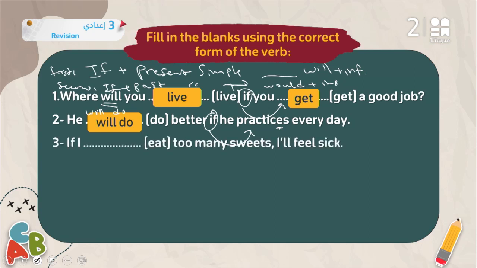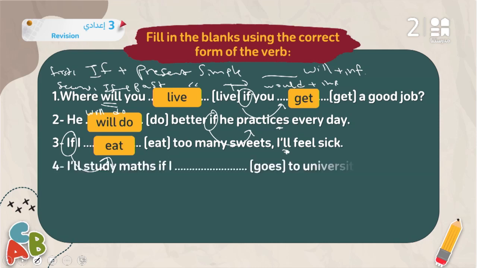Number 3, if I and then eat too many sweets I'll feel sick. if هنا يبقى هنا المفروض ال present simple لأنه هنا عندي will، ده اختصار will يعني first type of if conditional، يبقى present simple if I eat. I will feel sick. أكلت حلويات كتير هشعر بالمرض أو التعب.